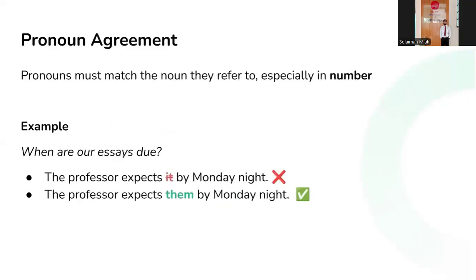Similar to verbs, pronouns must agree with the nouns that they connect with, especially in number. In this example, our essays is plural, so any pronoun referring back to it must also be plural. A sentence that uses it instead of them breaks agreement. The original noun has to match the pronoun that refers to it later.